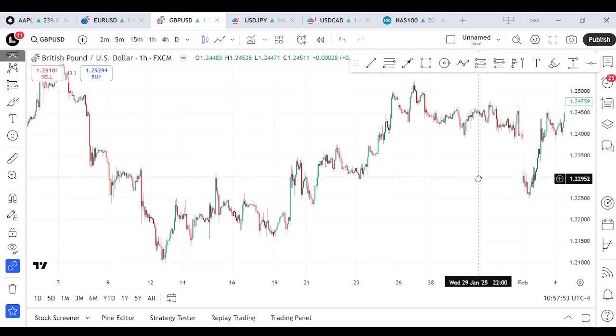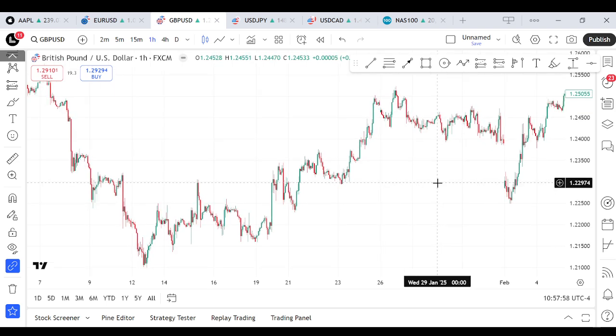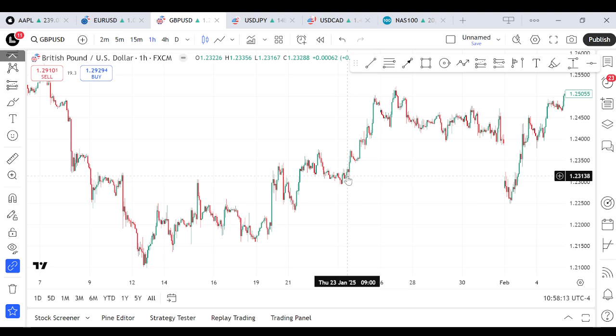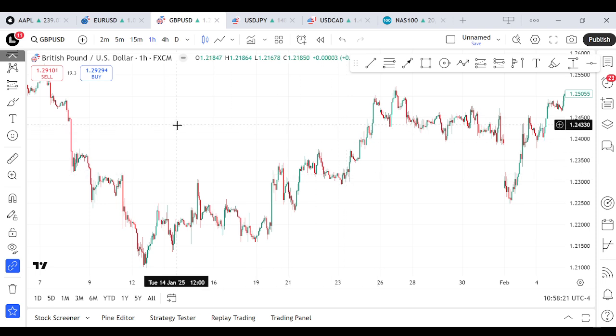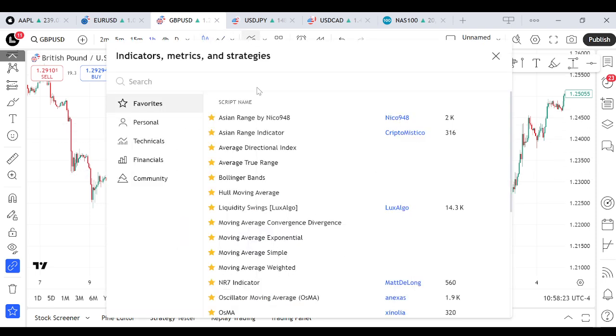First of all, what is the Fibonacci EMA strategy? This is a powerful trading tool that combines the mathematical precision of Fibonacci numbers with the responsiveness of exponential moving averages. So this strategy leverages the natural patterns found in financial markets, which often align with the Fibonacci sequence. At its core, the Fibonacci EMA uses the EMAs with periods based on Fibonacci numbers, typically 5, 8, 13, and 21. So I'm just going to add the EMA to our chart.